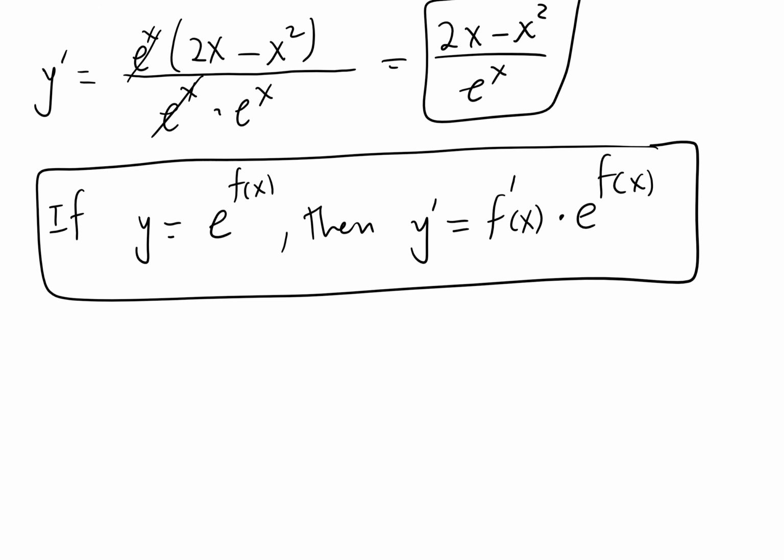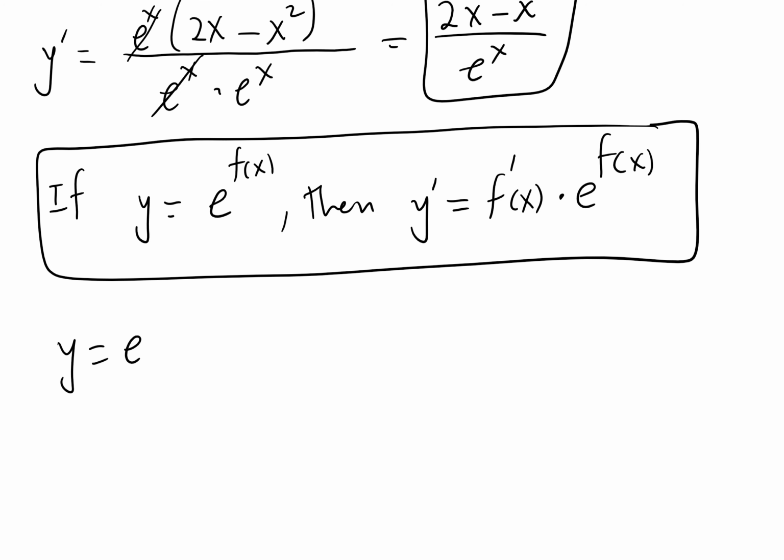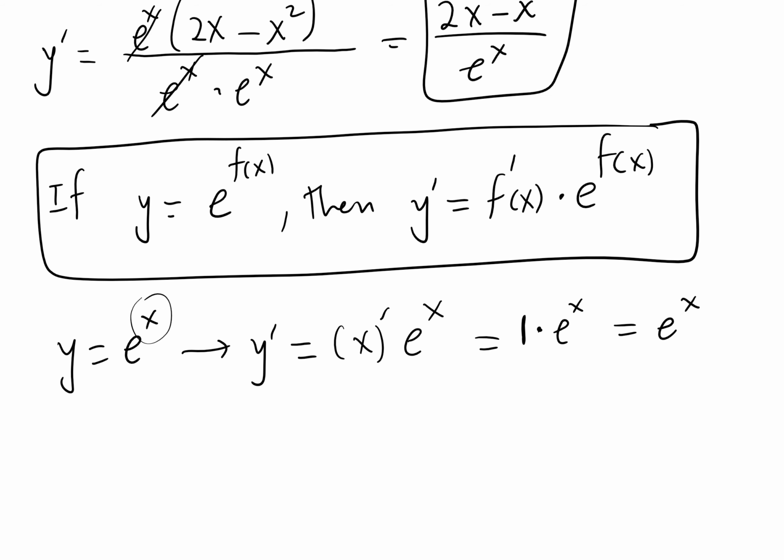So if I apply it just to the one we started with, e to the x, watch what's going to happen. It's going to be the derivative of x times itself. Well, what's the derivative of x? It's 1 times itself. And that's why we got e to the x. So the derivative of e to the x is e to the x.